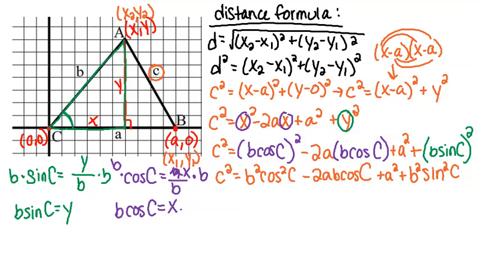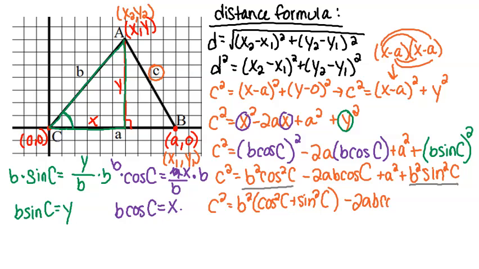Now I'm going to do some grouping. I notice that I have a b squared sine squared here and a b squared cosine squared here, so I'm going to put those together and factor out b squared. So I'm going to get that c squared is equal to b squared times cosine squared of angle C plus sine squared of angle C, minus 2ab cosine of C plus a squared, bringing down the rest of our formula.